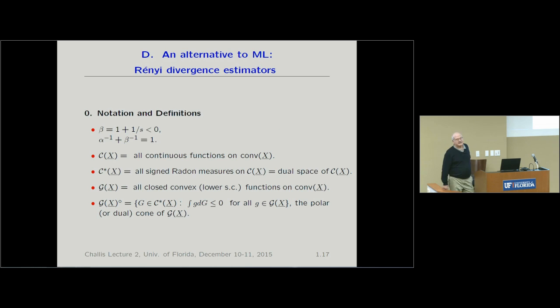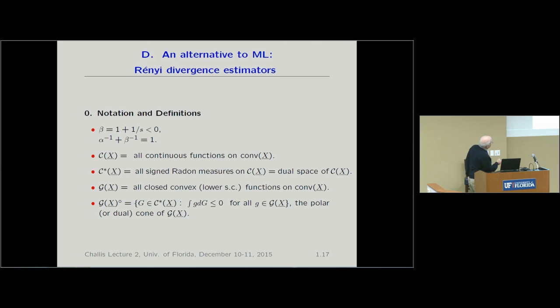And so the way these go is as follows. Suppose that beta is 1 plus 1 over s, negative. s is still the index of s-concavity. Suppose that alpha is conjugate to beta in the usual sense. Let C(X) be all the continuous functions on the convex hull of the data. So here that is a vector of vectors. By the underlined x, I mean things in R^d, and I put x1 as the first vector, and then x2 as the second vector, up to xn. They're all n vectors in R^d, and I form the convex hull of those n vectors in R^d.